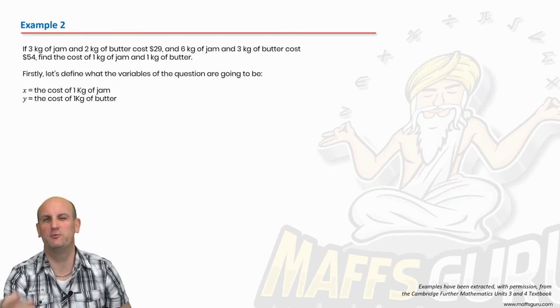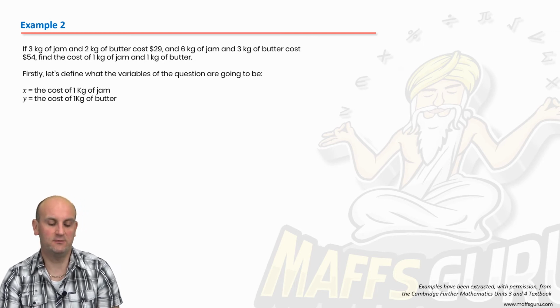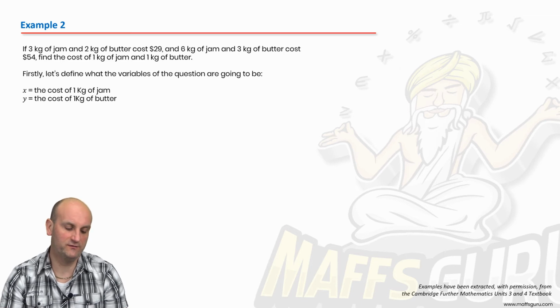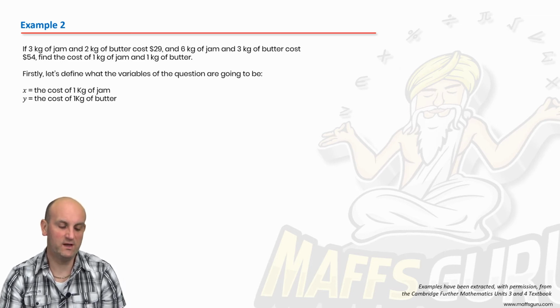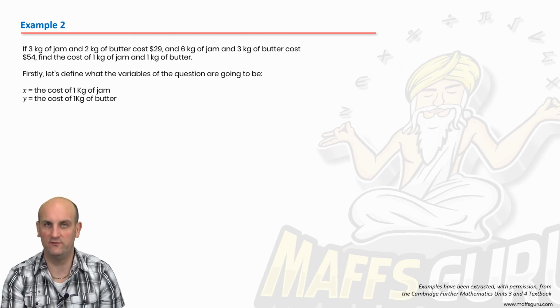Example 2, this is a more traditional type of question. 3 kilograms of jam and 2 kilograms of butter cost $29. 6 kilograms of jam and 3 kilograms of butter cost $54. That's very expensive. Find the cost of 1 kilogram of jam and 1 kilogram of butter. Now, in this situation, it seems to be a lot of information.